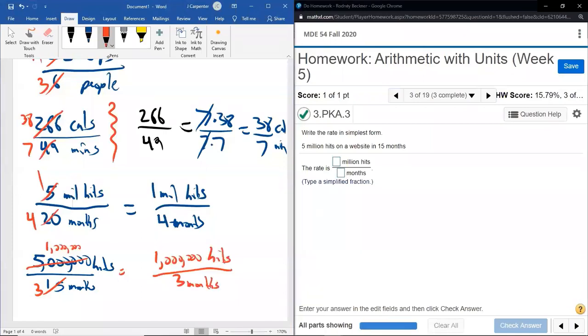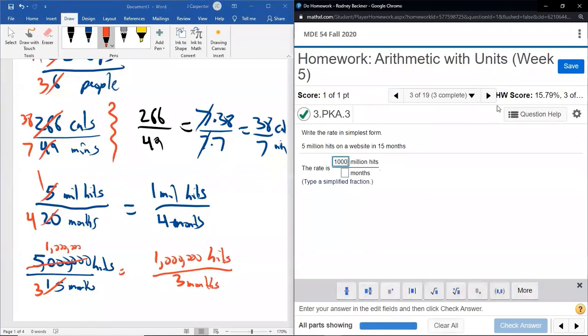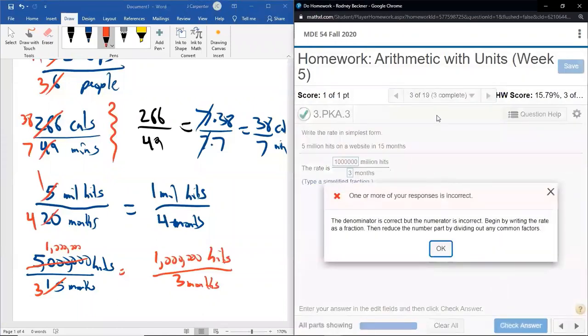So if we continue to get the exact same activity, which of course on a website we can't guarantee every month, so this is stretching it a little, but just go with it. So here's what someone might do. 1 million per 3, and they get it wrong and they go, how in the world did I get this wrong? Because I know absolutely I reduced this perfectly. It's 1 million hits every 3 months, and it's because someone didn't pay attention.